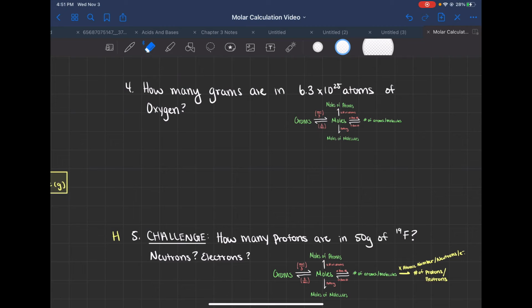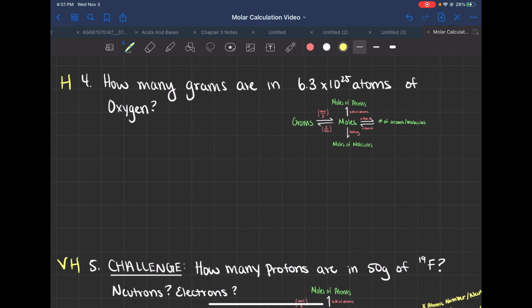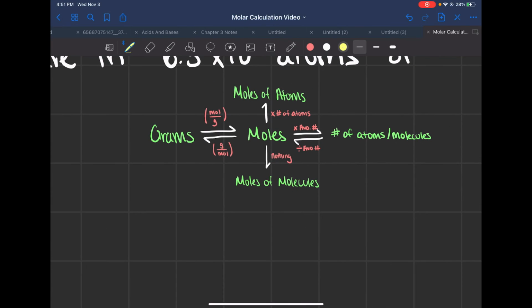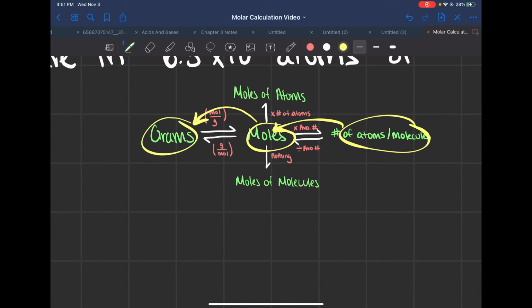Let's change these definitions. So this should be, I think, hard. This should be very hard. All right. So how many grams are in 6.3 times 10 to the 25th atoms of oxygen? Okay, so we're going from atoms of oxygen to moles, and then from moles to grams. So let's do it.